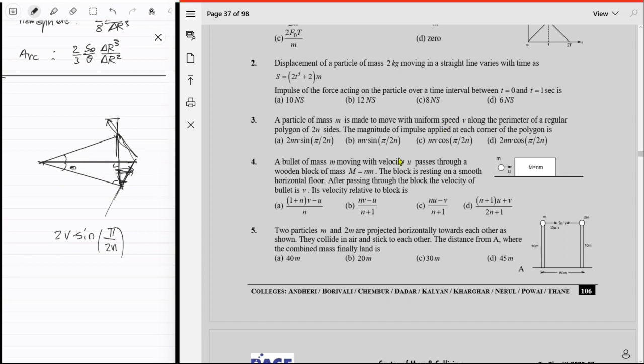We want mass applied, and then that's our momentum. The change in momentum is our impulse, right? Just 2mv sine of pi upon 2n. So A is correct. Next question.